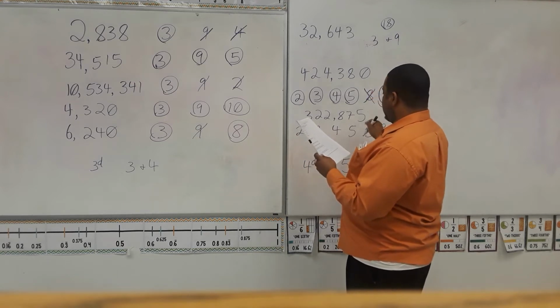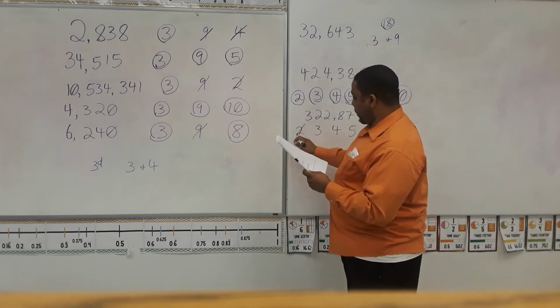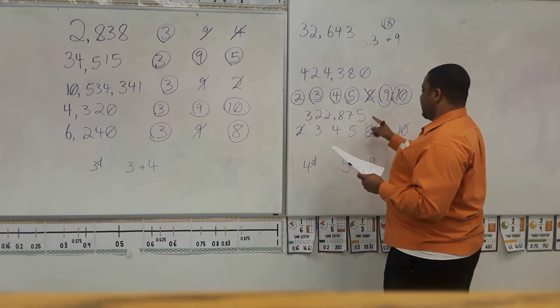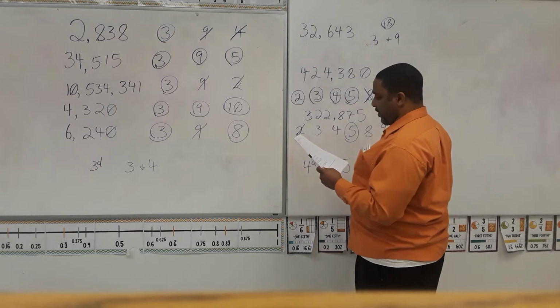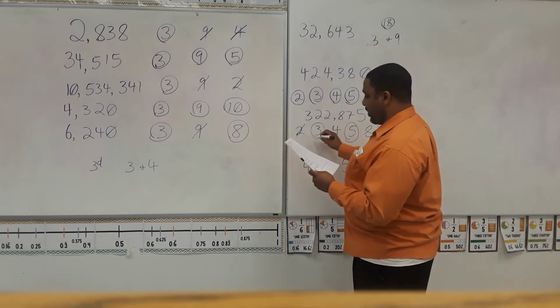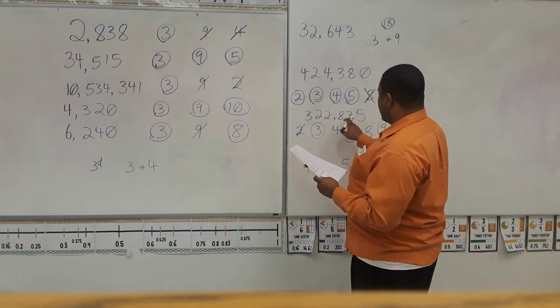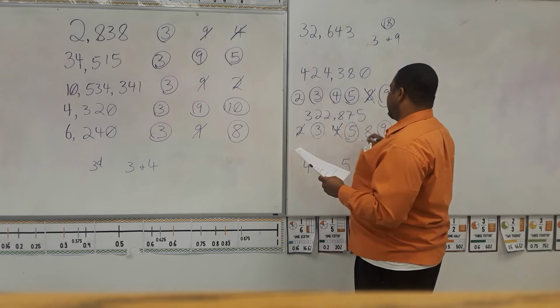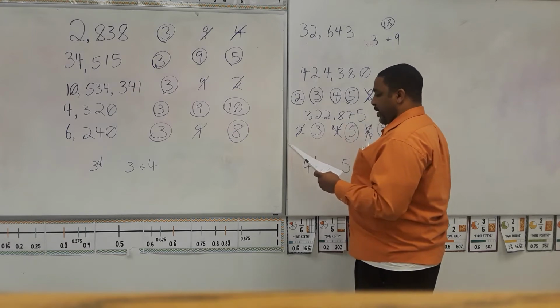Looking at the next one, it is an odd number, so it is not divisible by 2. It does not end in a 0, so it is not divisible by 10. It ends in a 5, so it is divisible by 5. We sum all the numbers together, we find that it's divisible by both 9 and 3. And the last two digits, 75, are not divisible by 4. Last three digits, 875, not divisible by 8.